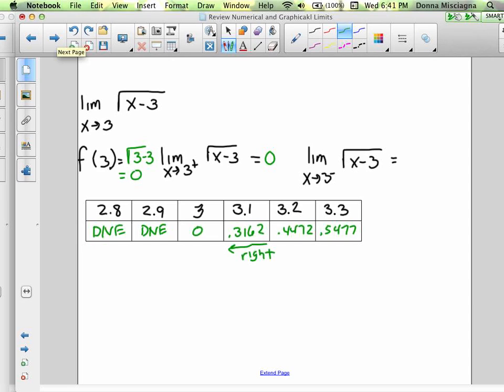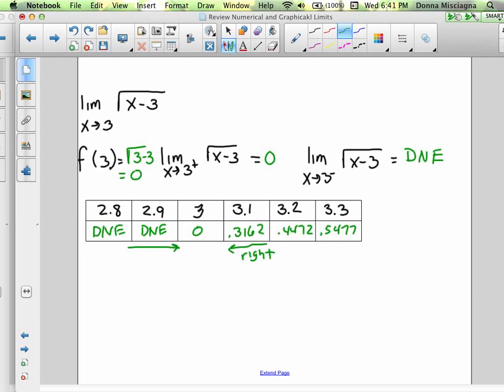But what happens if we approach from the left? Well, we have a problem here because if we plug in values less than 3, we're going to have a negative under the radical, and that's not going to be a real number. That's going to be an imaginary number, a complex number. And we are only dealing with the real number system when we're dealing with limits. So here, the limit of square root of x minus 3 as x approaches 3 from the left does not exist.